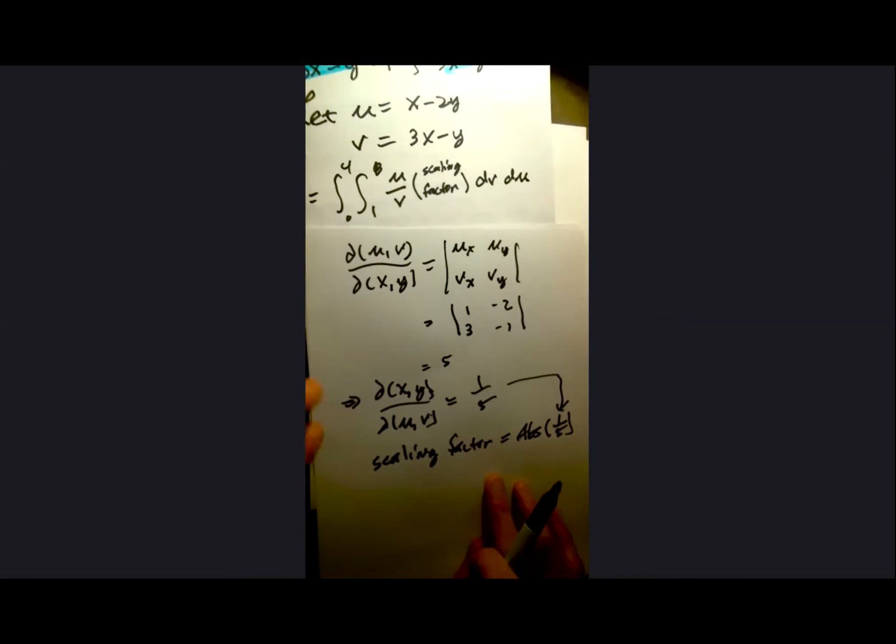So if we put this integral together, this tells us that I is equal to the double integral from 0 to 4, 1 to 8 of u over v times 1/5 dv du.